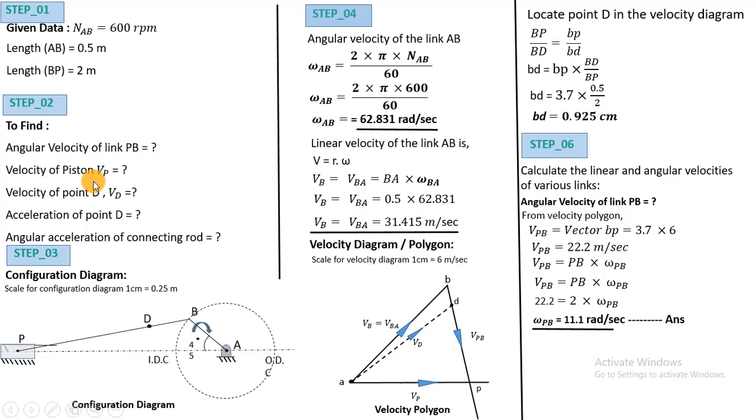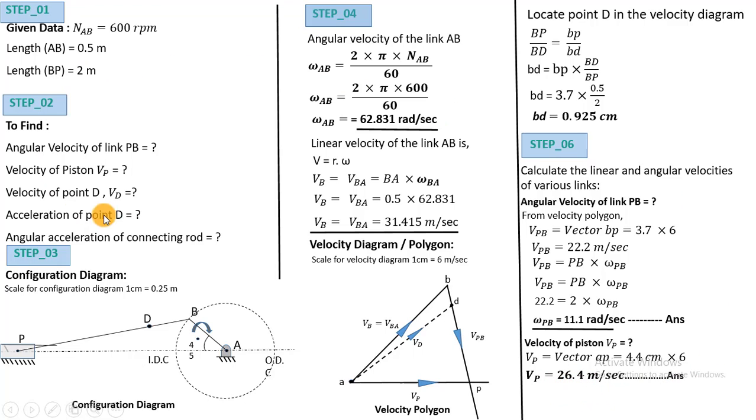To get the velocity of piston Vp, what do we have to do? Just measure the length of this vector AP or PA and multiply by the scale. So the velocity of piston Vp is equal to vector AP, which is 4.4, the length measured from the velocity polygon, multiplied by 6, which is the scale we have chosen, where 1 centimeter represents 6 meter per second linear velocity. So Vp is equal to 26.4 meter per second.